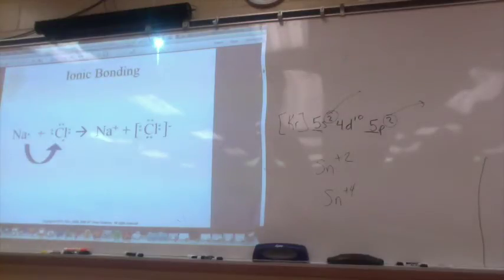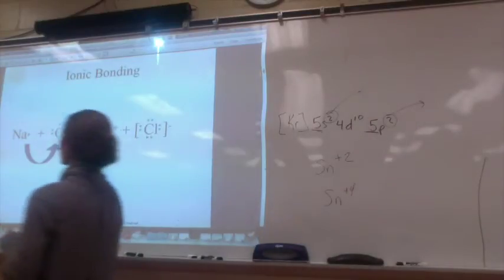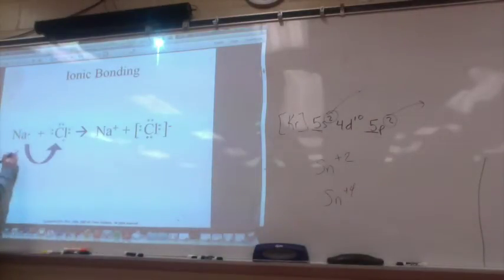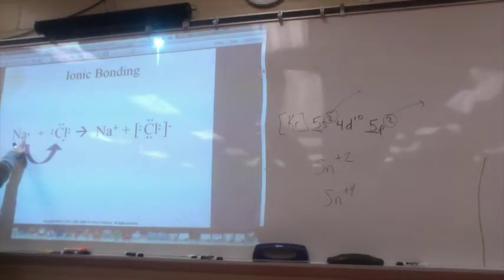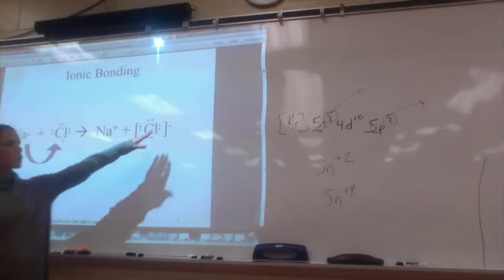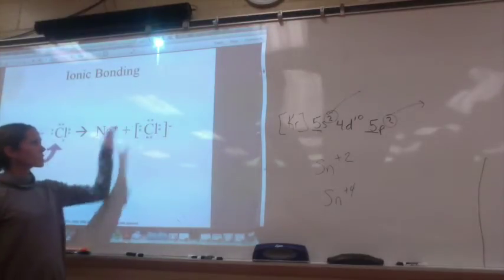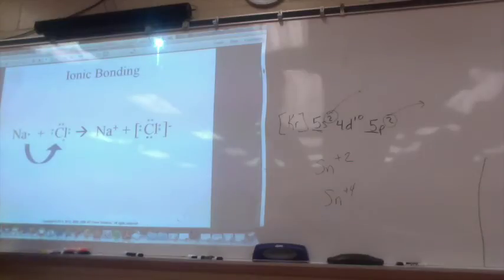All right, so here's how it works. We have sodium. It has its valence electron right here. It's going to lose that valence electron and give it to chlorine. So at that point, it becomes Na+. The chlorine gets an extra electron, hence the negative charge, and then the opposite charges stick them together, electrostatic attraction.